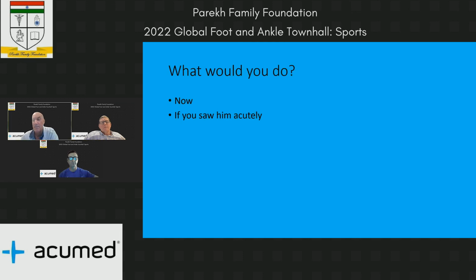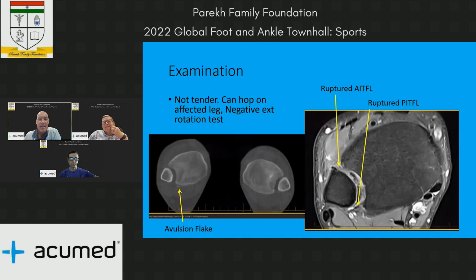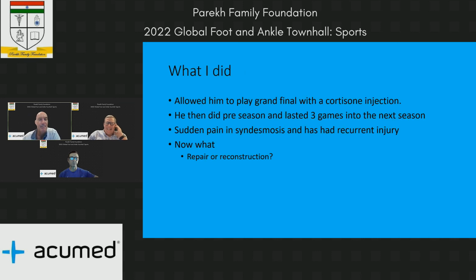So I did what you did. I injected him, let him play, and he won the grand final. I then didn't hear from him until midway through the next season, where he got about 3 games in, and he had a sudden injury, which is exactly the same. What do you do with him now, given he's got an acute on chronic syndesmosis injury? Do you repair him or reconstruct him? I don't have imaging, sorry.